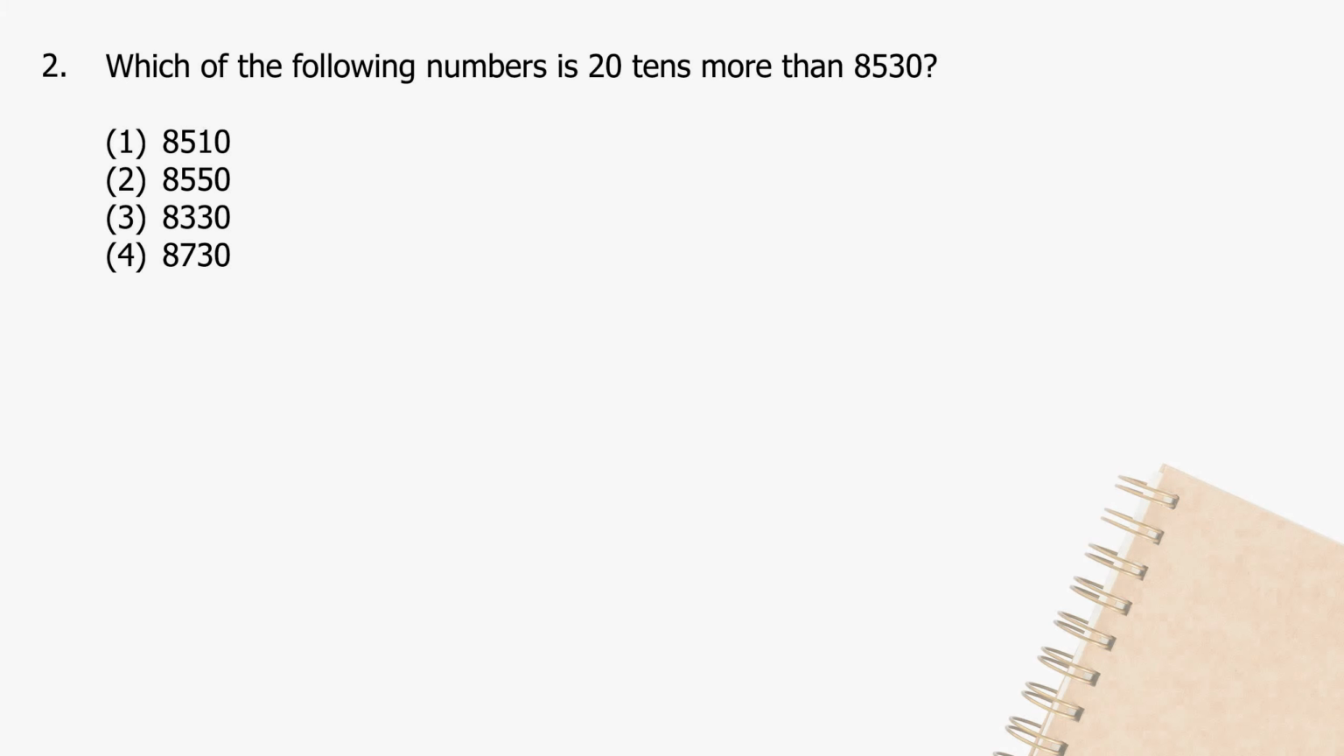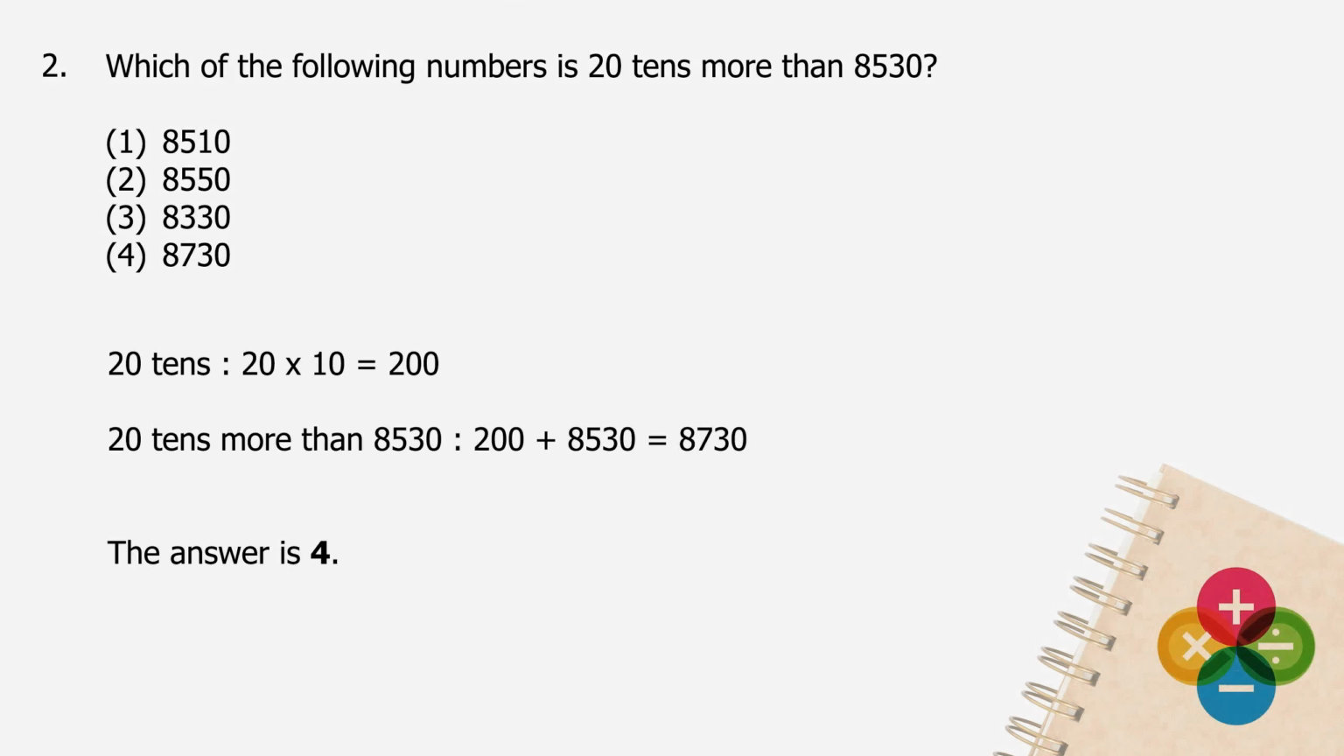Question 2. Which of the following numbers is 20 tens more than 8,530? The value of 20 tens will be multiply 20 by 10, and the product is 200. The value of 20 tens more than 8,530 will be add 200 to 8,530, and the sum is 8,730. The answer is 4.